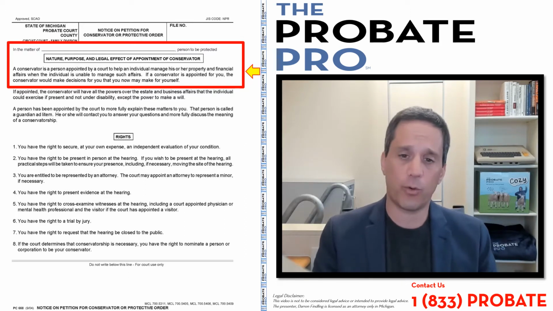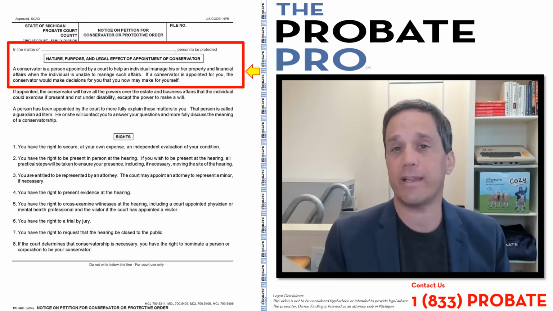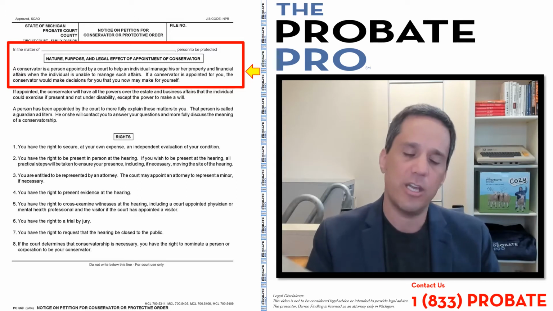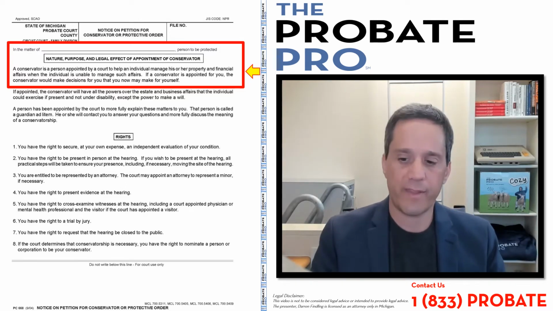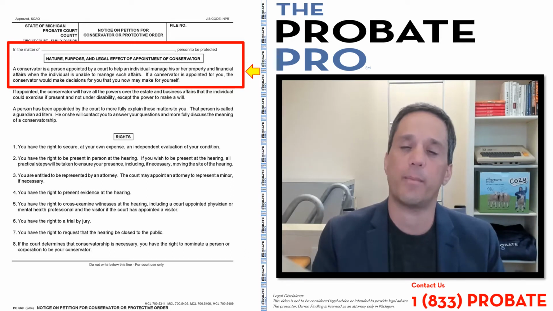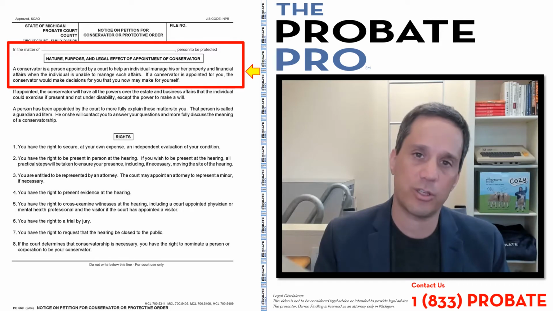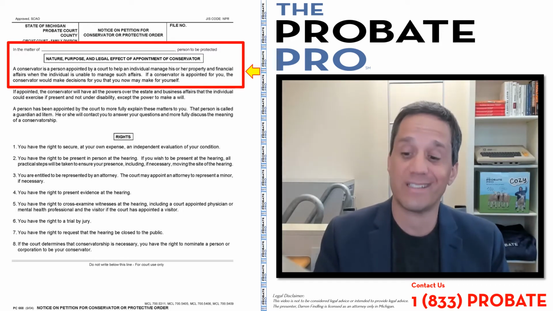And this particular form would generally be given by the guardian ad litem, who goes out and does the visit between the date of the petition and the date of the hearing. So they hand them the notice, and then they talk about that there's a petition pending seeking the appointment of a conservator. Here's what a conservator is. Here's what it means to have a conservator.